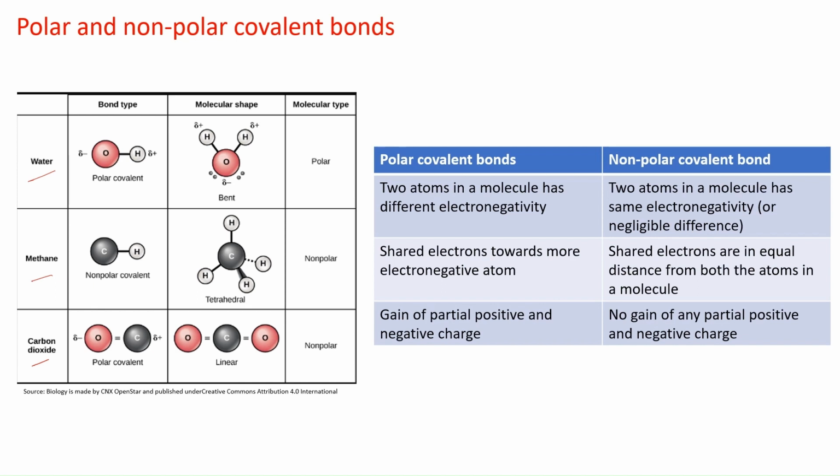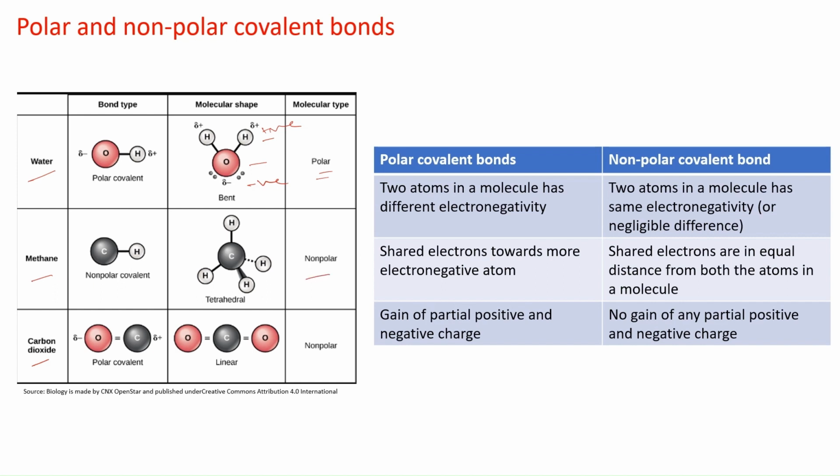Now in case of water, the elements involved are oxygen and hydrogen. Oxygen is much more electronegative, therefore it attracts the shared pair of electrons towards itself, hence it gains partial negative charge, whereas hydrogen gains partial positive charge. Clear? Therefore it is polar in nature. In case of methane, carbon and hydrogen have almost equal electronegative character. Therefore it is non-polar in nature.